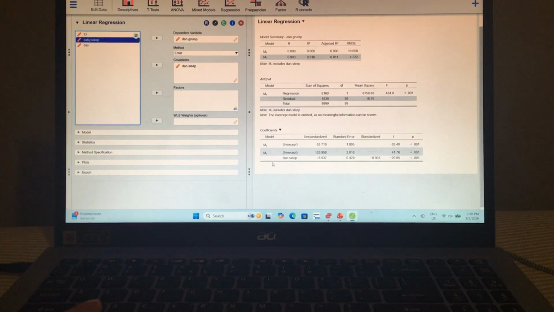So it says model, unstandardized, standard error, standardized, T, and P values. So let's go through this. We have the intercept of M0 at 63.710 with a standard error 1.005 and a T statistic of 63.395, or you can round it to 63.40, with a p-value.